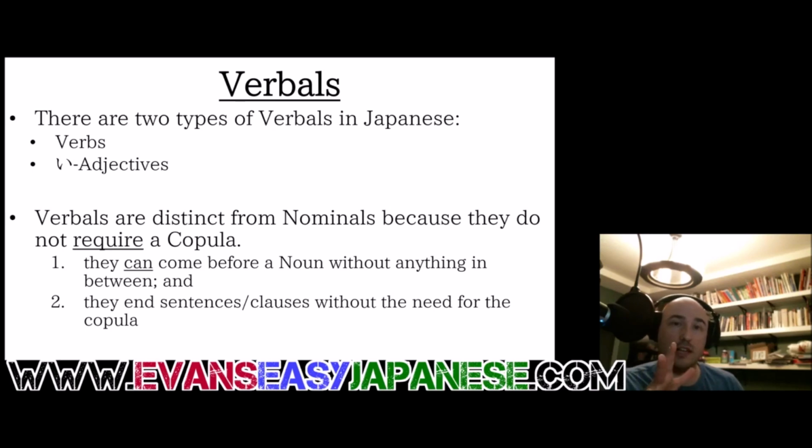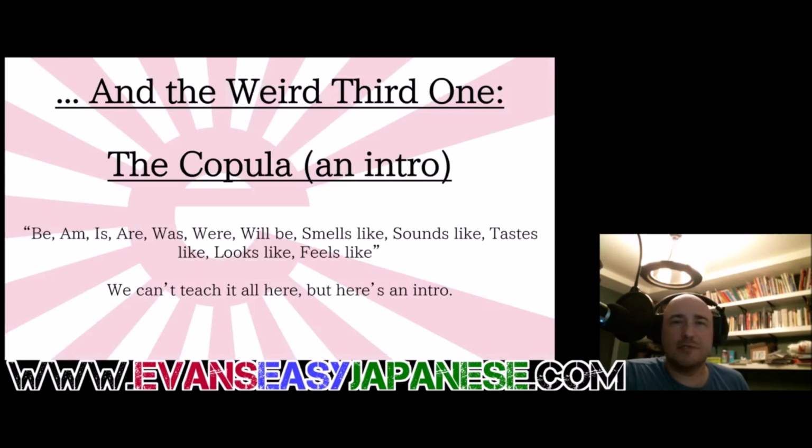So far you're like, okay, there's this thing called the nominal, there's this thing called a verbal, and apparently nominals are nouns and na adjectives. Then we have verbals, which are verbs and i-adjectives. And the distinction seems to be with what's called a copula. Now, Evan hasn't explained what a copula is, but let's get into it. The weird third one, the copula. A brief introduction.